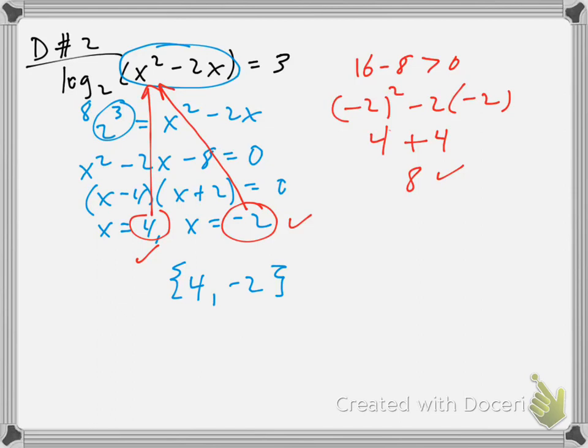So this is a great example because it shows you that you could actually have a negative number as a solution when and only when it makes the argument positive. So as long as that negative number makes the argument positive, then it works out. It's an acceptable solution. So we have two solutions, negative 2 and 4.